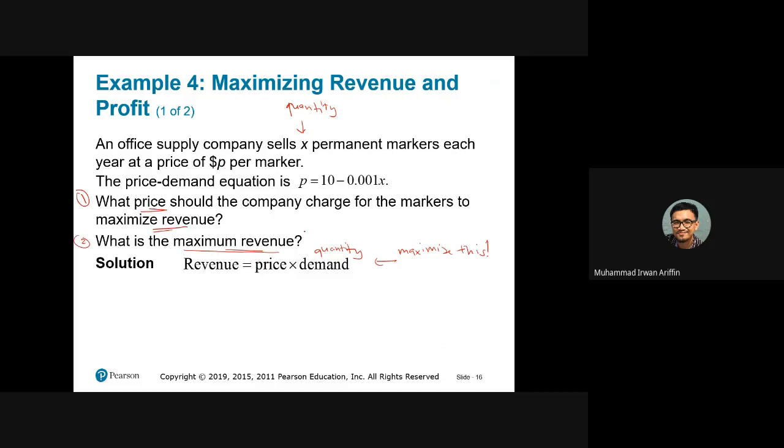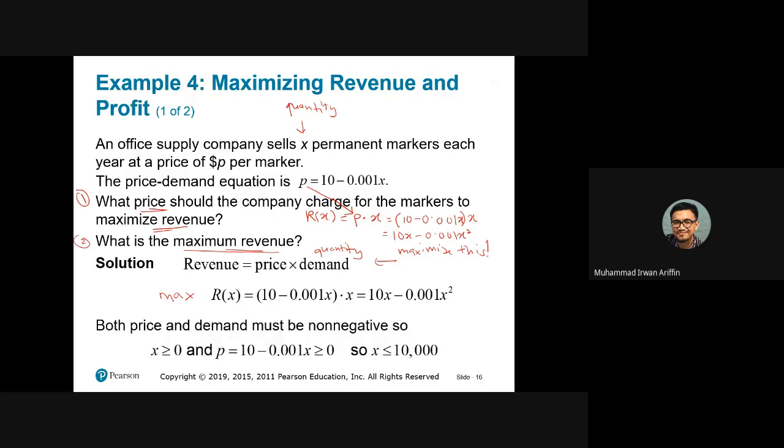Okay, so based on this, we know that revenue equals P multiplied by X. And our P is given here, right? So we simply need to substitute this P. So this equals 10 minus 0.001X, multiplied with X. And that should give us 10X minus 0.001X squared. So this would be our revenue function. And we want to maximize this, right?